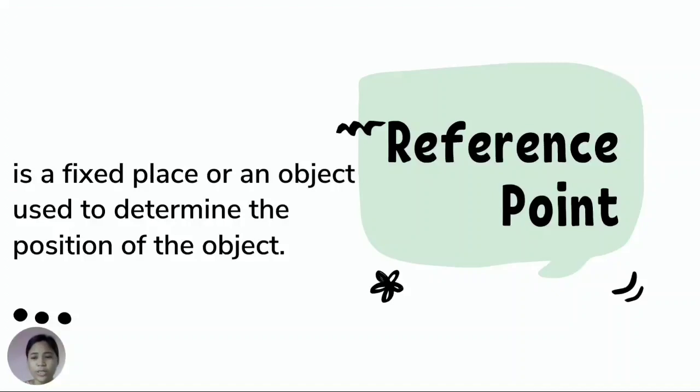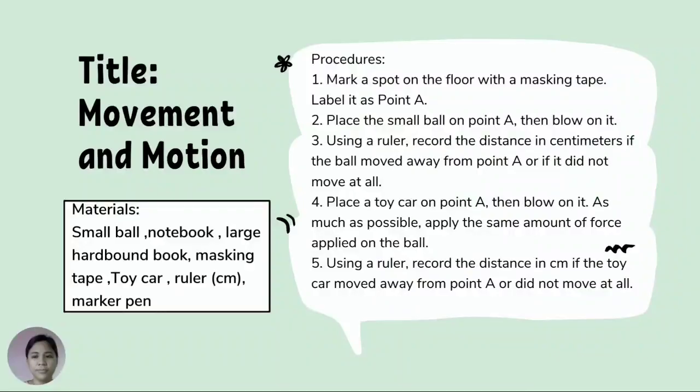A reference point is a fixed place or an object used to determine the position of the object. The activities that you are going to perform will clearly describe what causes the object to move. Also, you will measure the distance covered by a moving object, which is affected by its speed, or the measure of how fast it moves.